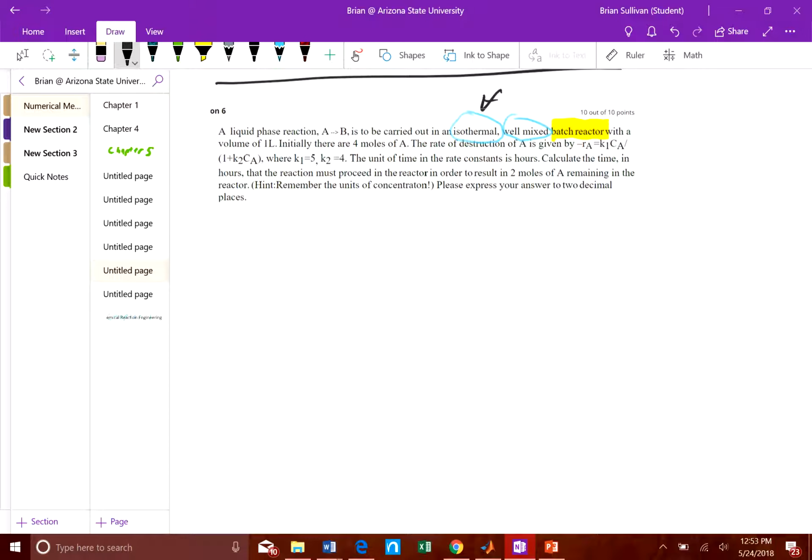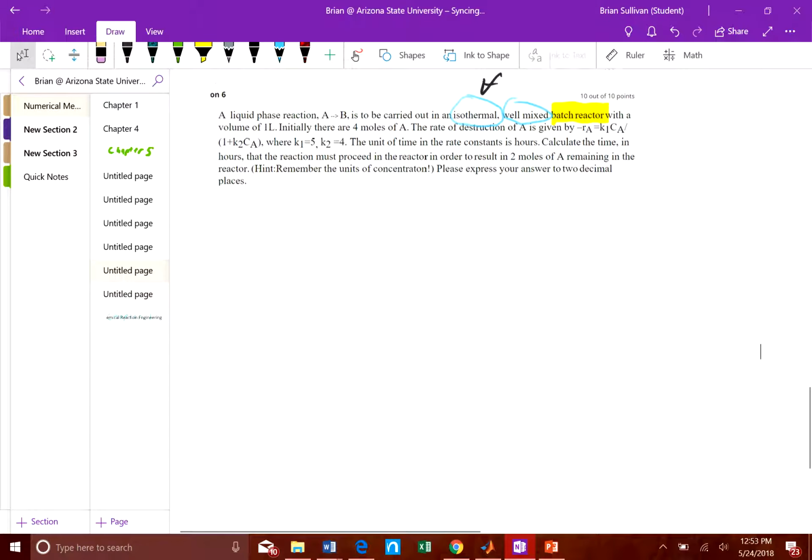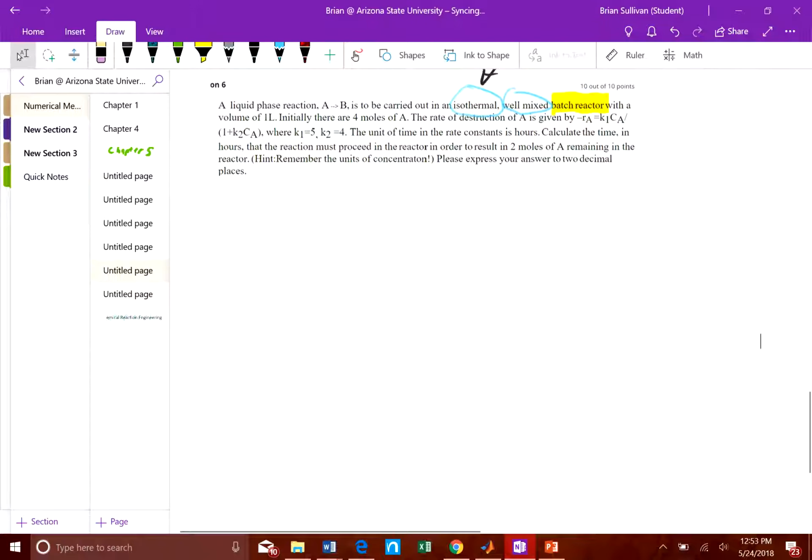Okay, going forth from here, what do we want to do? Let's organize information and then we'll begin our material balance. We know that we've got a weird rate of reaction, which is going to make the calculus different later, but you've got one rate constant times Ca over 1 plus K2 Ca.